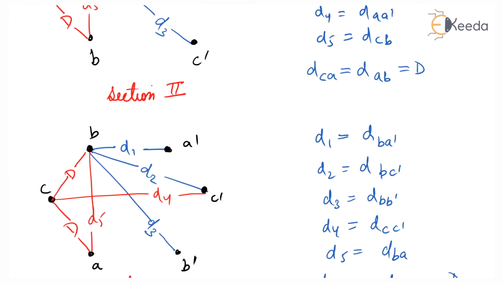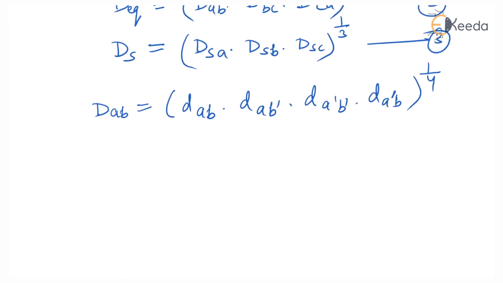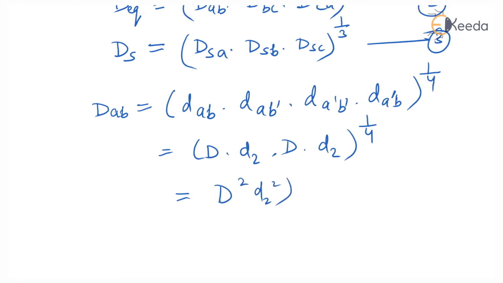So capital D into D2 into capital D into D2 to the power 1 by 4. So this is equal to D square D2 square to the power 1 by 4. So this is equal to D into D2 to the power 1 by 2.